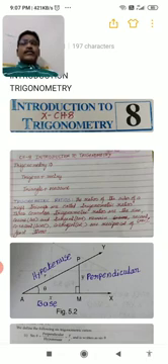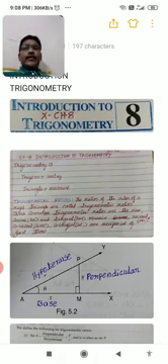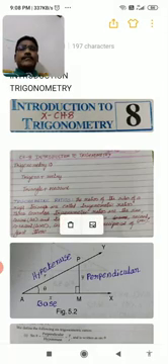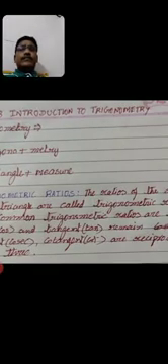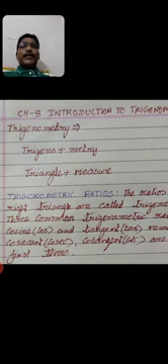Here, introduction to trigonometry. We need to know the definition of trigonometry. This word is the combination of two small words, that is trigono plus metry. Clear? Trigono means triangle and metry means measurement. Triangle measurements are coming here. Trigonometric ratios are coming here.